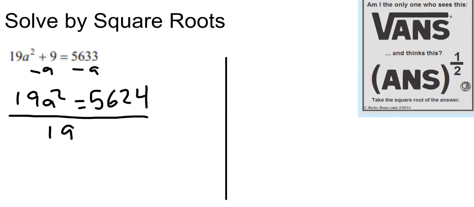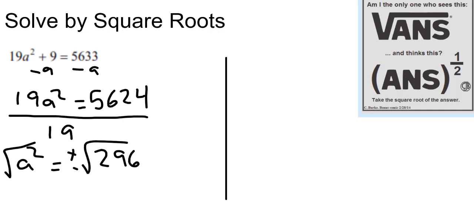So once we divide everything by 19, we get a squared equals 296. All right, so we've got to take the square root of both sides now. And we've got to put a plus and minus here because we get 2 roots. So we're going to have a equals positive and negative radical 296. So for 296, we need to see if we can reduce it at all.